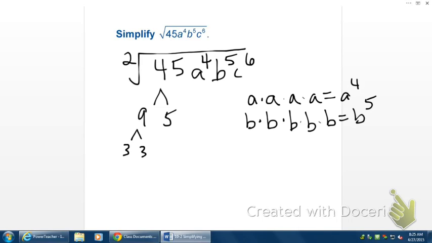What about C to the 6th? 6. Yeah, 6 of those C's. It's the same thing. So factor the variables completely out. So now we have factored the 45, we factored out the A to the 4th, the B to the 5th, the C to the 6th. So we factored everything out. Always do that first.